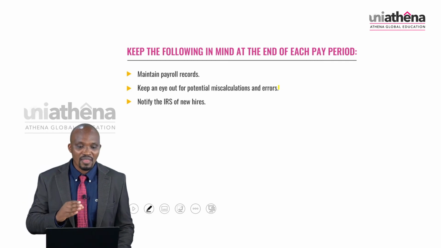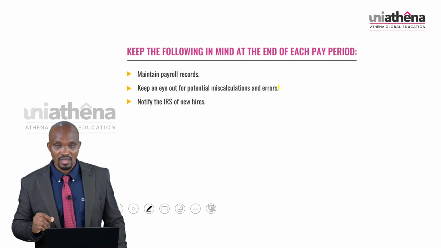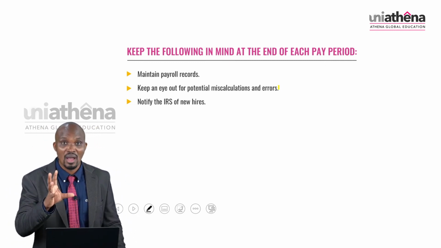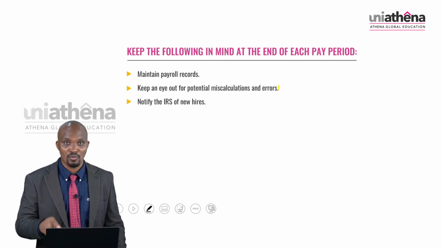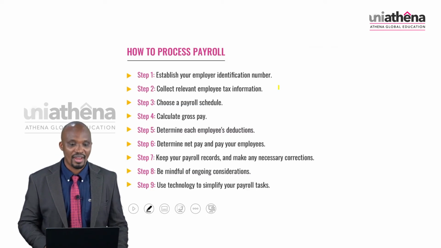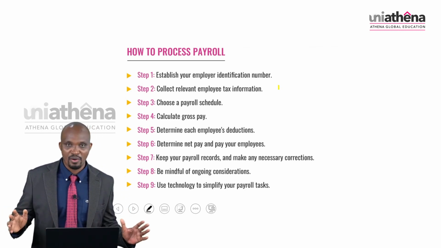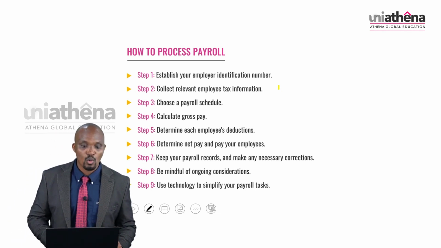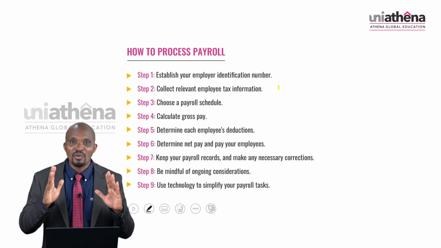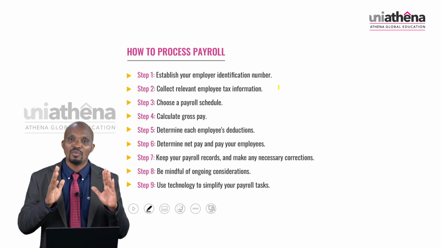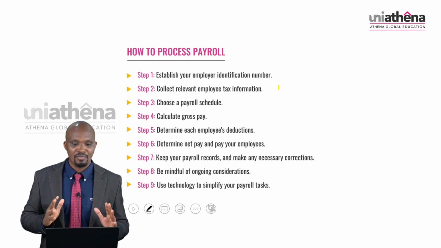And then you have to notify the IRS of new hires. The IRS is the organization that deals with tax in the United States, and if you are dealing with employees in that area, you have to notify the IRS of any new employee that has come into your organization. Lastly, I want to take you through a 9-step method of processing the payroll. In a nutshell, the first one is to establish your employer identification number. That is the first thing. You cannot process any payroll without having a unique identifier, and this unique identifier is the employer identification number.